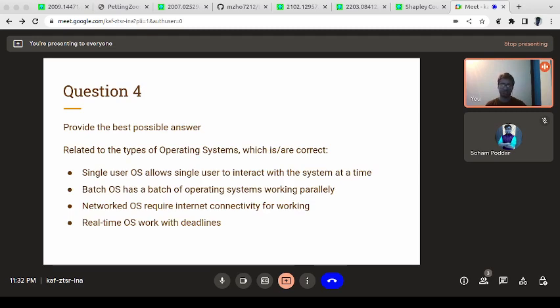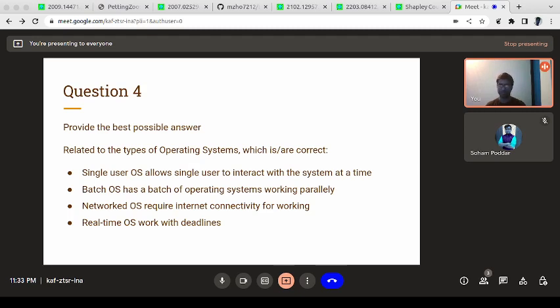This is related to the types of operating system that we can see in most of the theory books. Firstly, there are the single user operating systems. A single user operating system allows only a single user to interact with the system at a time. A batch operating system has a batch of operating systems that work parallelly. A network operating system requires internet connectivity for working, and a real-time operating system needs deadlines to work with.